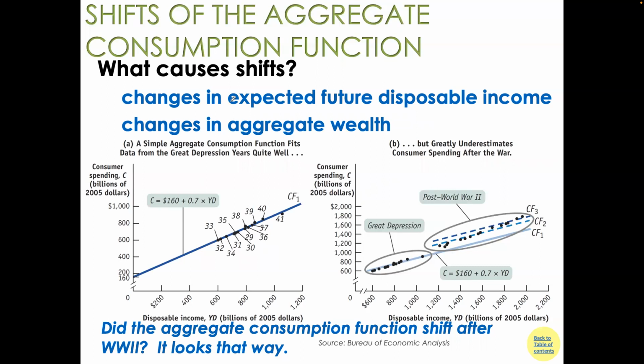To summarize, the shifts come from a change in expected future disposable income and a change in aggregate wealth. Furthermore, we can look at history to see how this changes our consumption behavior collectively.